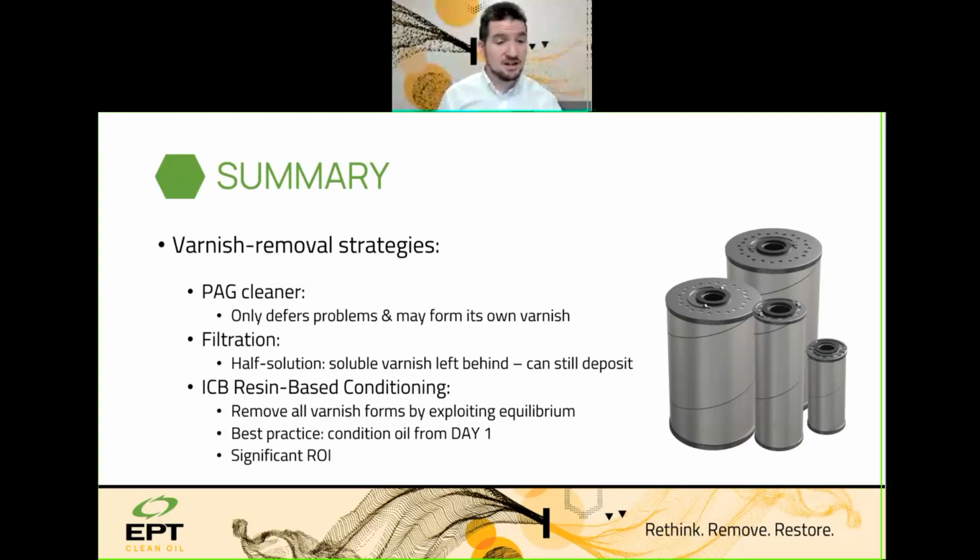Filtration, most common thing that I see done to remove varnish. It's a great idea. You're never going to go wrong with good filtration on your system. Having said that, with respect to varnish, it's a half solution because it leaves soluble and dissolved varnish behind.